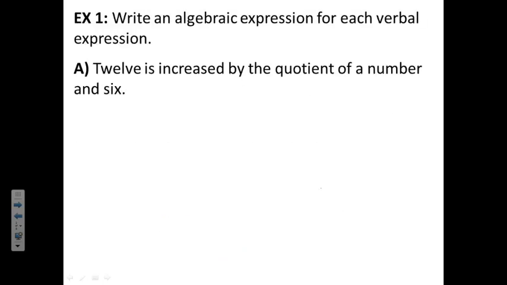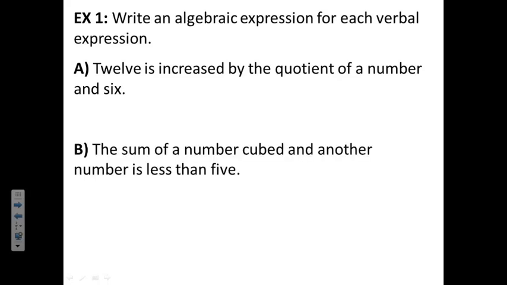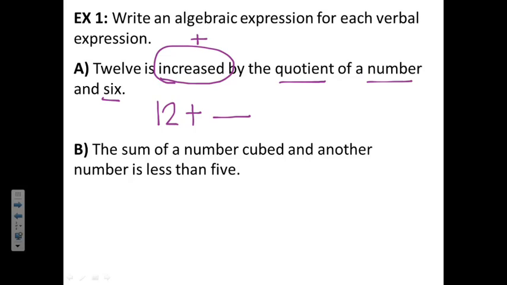Okay, so on example 1, it's asking us to write an algebraic expression for each of our situations. So the first one says 12 is increased. Increased is important to know. Increased means you're going to add by the quotient. And a lot of you guys say that the quotient is the answer to a division problem. So we're going to divide a number we don't know and 6. So we first are going to write 12 is increased by the quotient. So we're going to divide or have a fraction of a number, we don't know the number, I'm going to choose X, you could choose anything, and 6. And there we go, there's our expression.